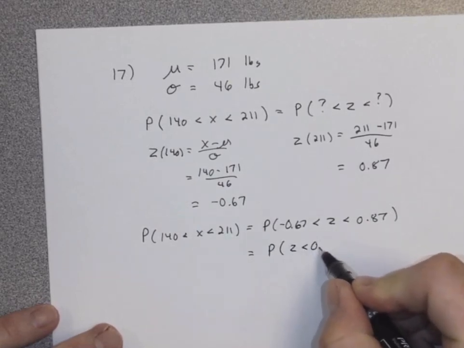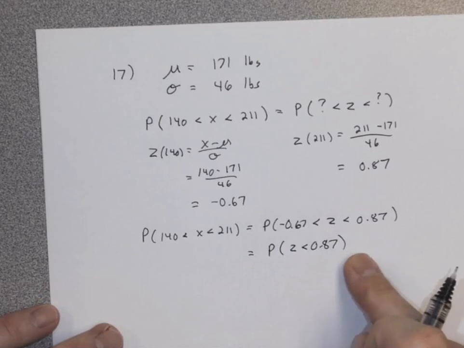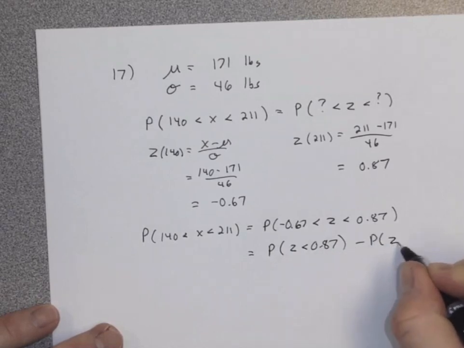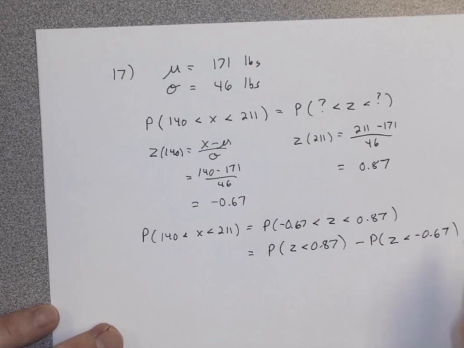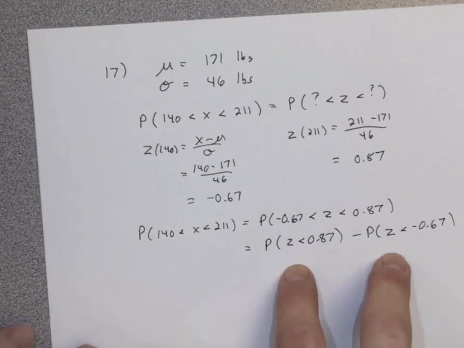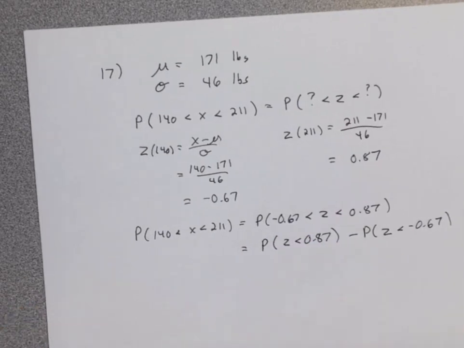So z less than 0.87, the bigger area, because it's the bigger z-score, right? Yep. Minus the probability of z less than negative 0.67. It is a very common mistake to try to subtract those two numbers, right? You don't want to subtract the z-scores. You need to find the area first and subtract the area. Is that clear? Okay, so let's find those z-scores.